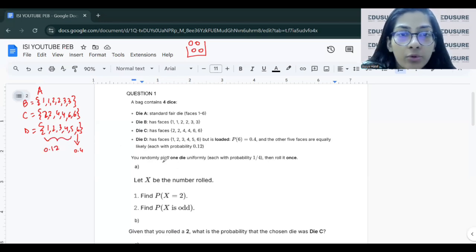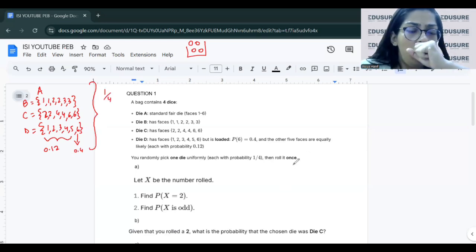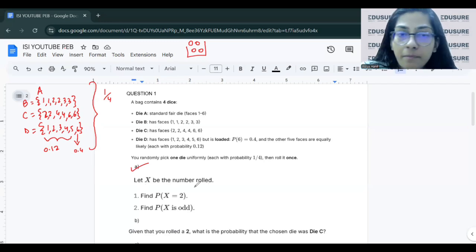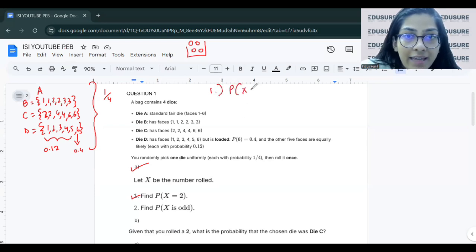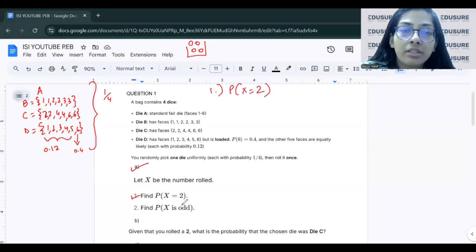Okay. Now you randomly pick one die uniformly, each with probability 1 by 4. That is the meaning. Okay. So A का probability है 1 by 4, B का probability है 1 by 4, right? तो ये सबका individual probability is 1 by 4. Then roll it once. Okay. Part A. Let X be the number rolled. उसका part 1 करते हैं यहाँ पे. Probability that X is equal to 2. Okay. So we have to find the probability that X is equal to 2.